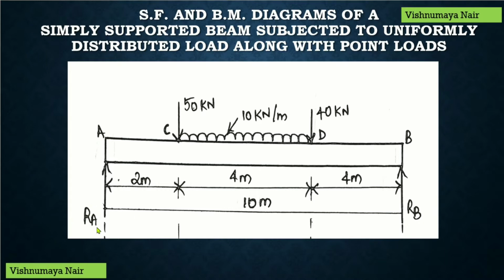Let RA be the reaction due to hinge support at the end A and let RB be the reaction due to roller support at the end B. Now let's find out these two reactions due to the externally applied UDL and point loads.